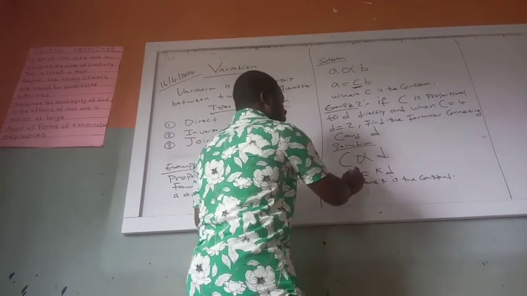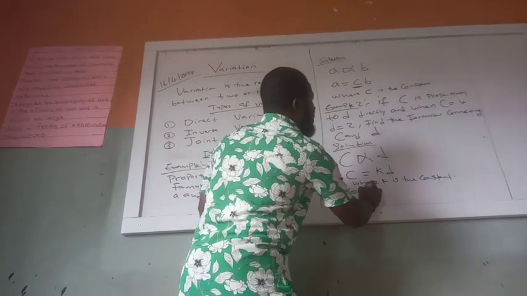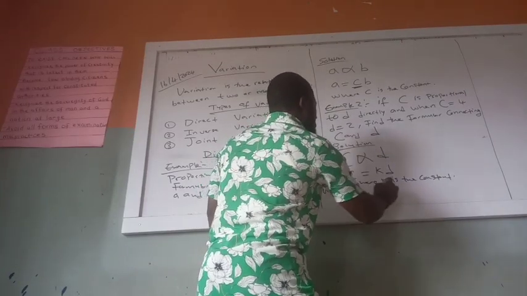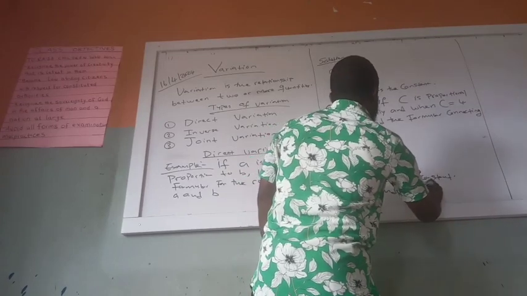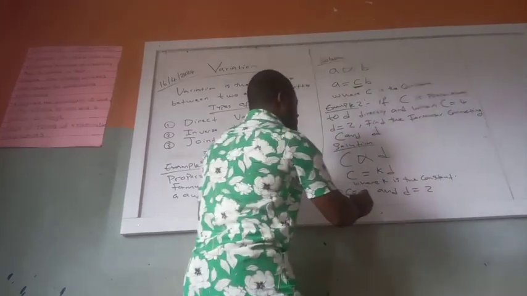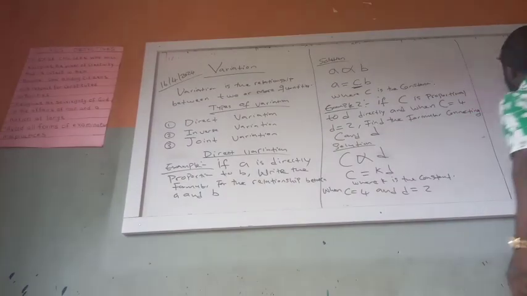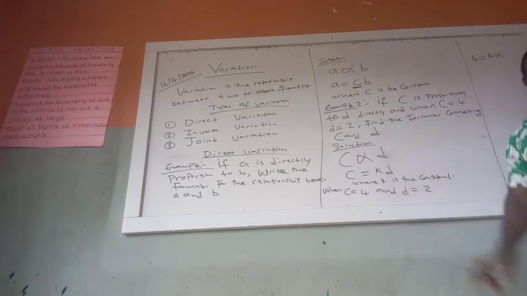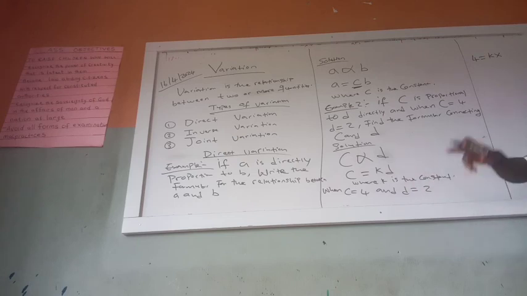So therefore, we now say when C equals 4 and D equals 2, we now have the equation changing to 4 equals K. Don't say K2. Because KD means K times D. So that means it will be K times 2. Now, making K the subject of the formula.